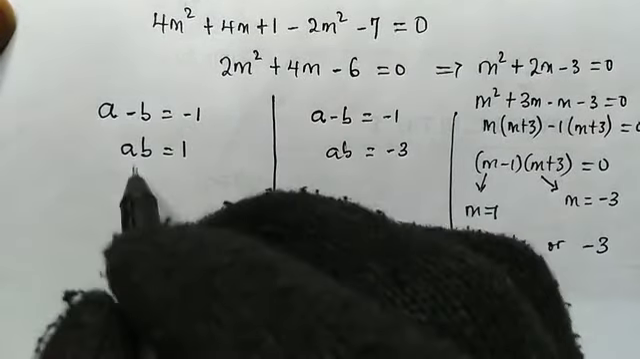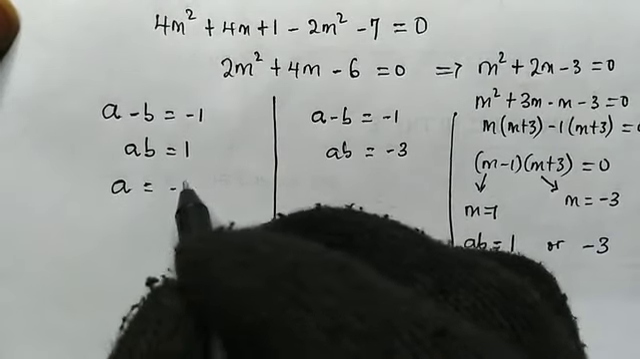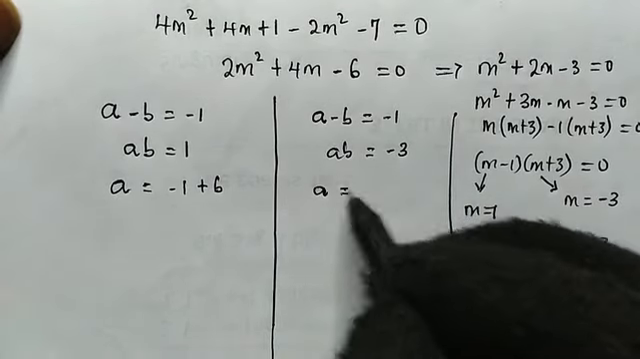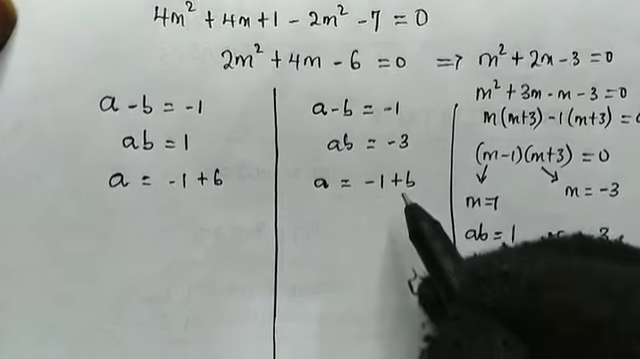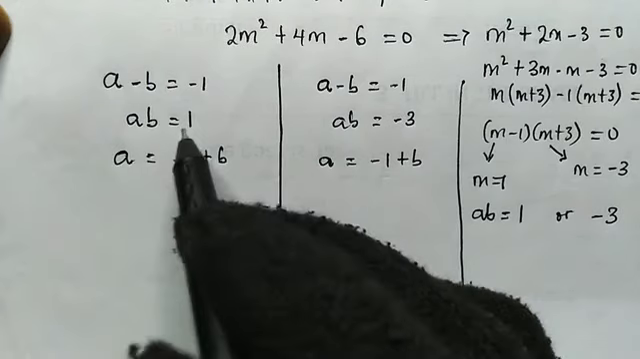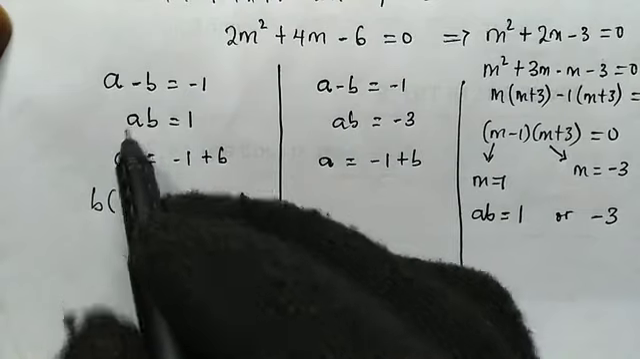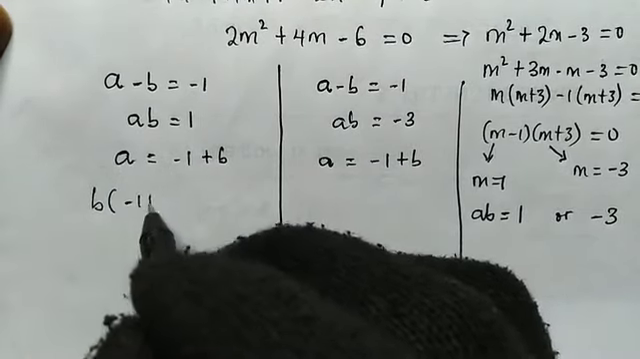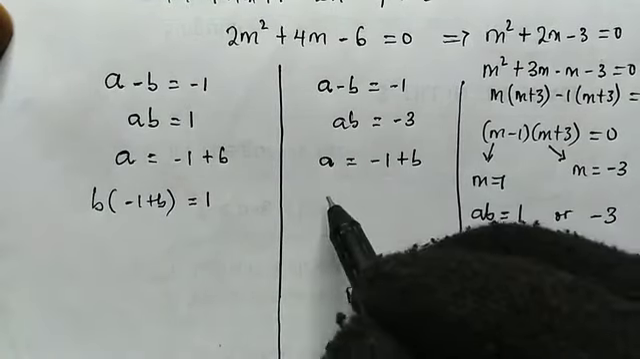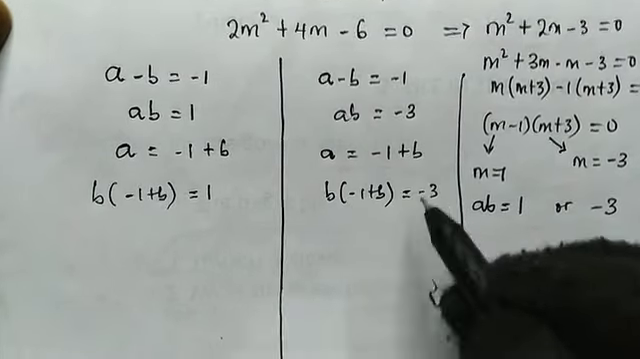Okay, now from this equation 1, let's solve for a in terms of b. So we get a is equal to negative 1 plus b. The same thing here, that a is equal to negative 1 plus b. So let's substitute the value for a in equation 2. So b times a will be same as b into bracket. Instead of a, we put negative 1 plus b. Then this is equal to 1. And the same thing here, b into bracket negative 1 plus b is equal to negative 3.